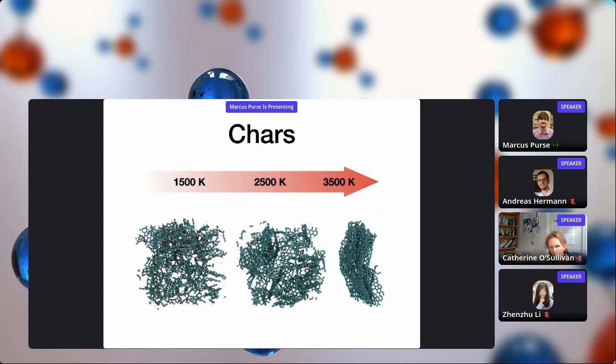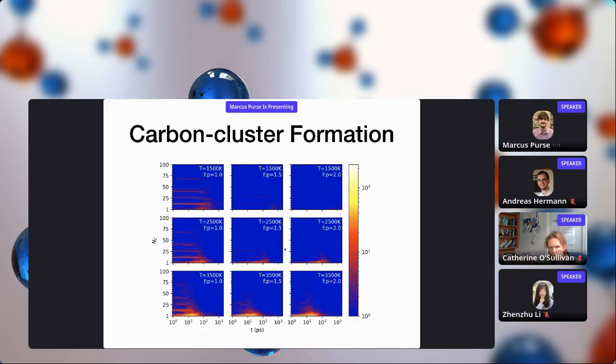So we tried pyrolysis at various different temperatures, 1,500 Kelvin, 2,500 Kelvin, and 3,000, just to see how this affected the process, because we had read in the literature before that ReaxFF tends to overestimate the amount of energy needed to push these reactions forward. So first we'll come to our carbon cluster formation for our various different models.